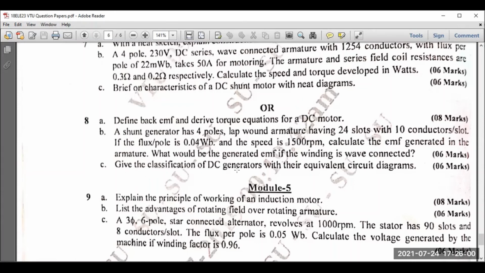Then give the classification of DC generators with the required circuit diagram. So basically two classifications, self-excited generator and separately excited generator. Again, you can divide the self-excited generator into shunt type, series and compound type. Compound type will be divided into cumulative and differential type. Again, you can divide into short shunt and long shunt. Likewise, you can divide. Okay, I will be showing you how you can observe the answer key.